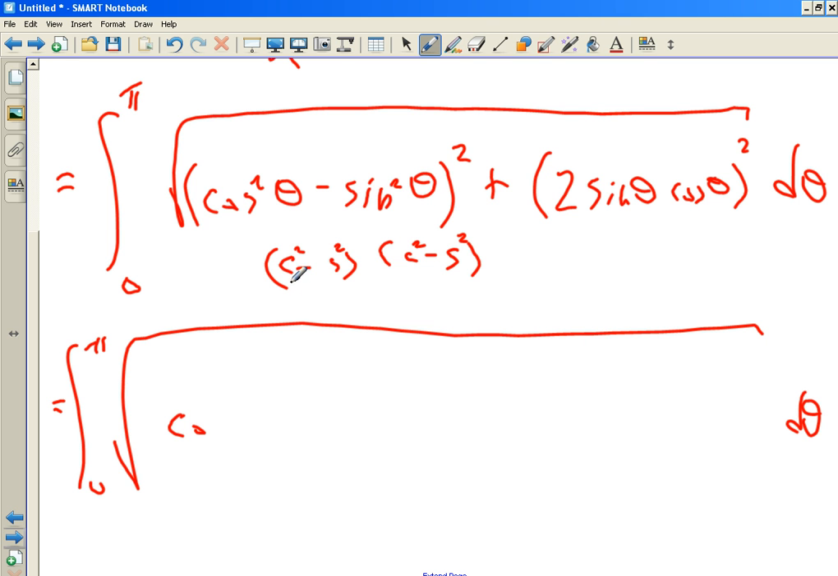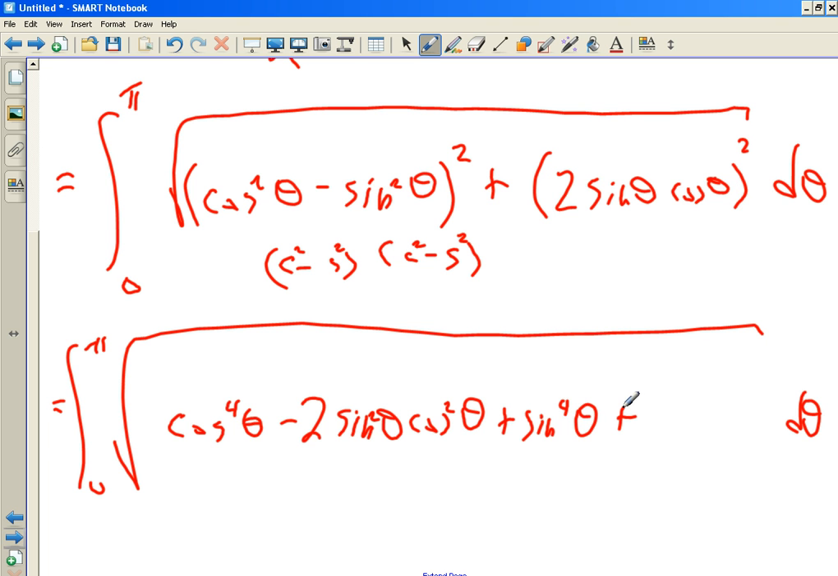Okay? All right, so let's FOIL this. Cosine to the 4th of theta. And then I get a cosine squared times a negative sine squared, and I have a cosine squared times another negative sine squared. So how about negative 2 sine squared cosine squared? The order doesn't matter. And then negative sine squared times negative sine squared is sine to the 4th. Plus this thing. Well, isn't this plus 4 sine squared cosine squared? And this is all inside the radical.